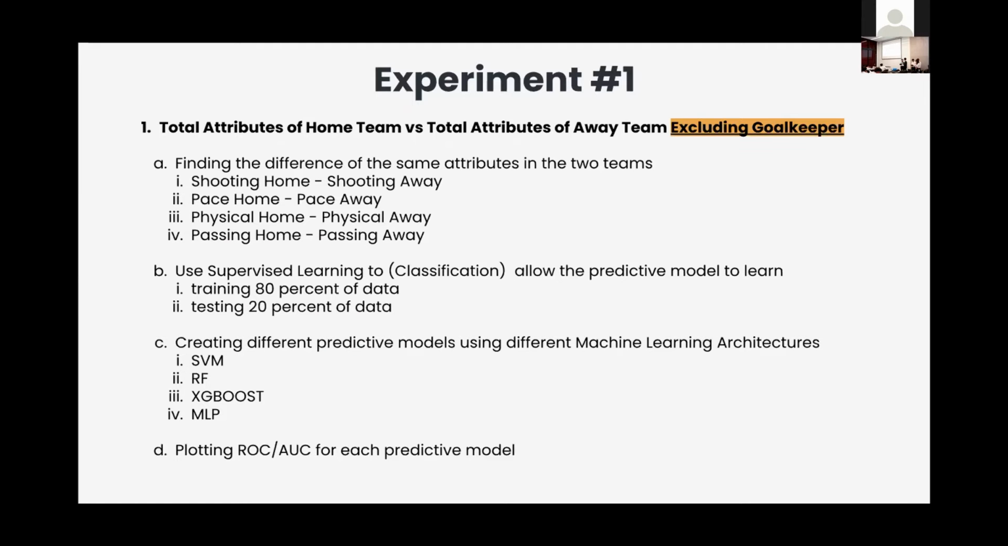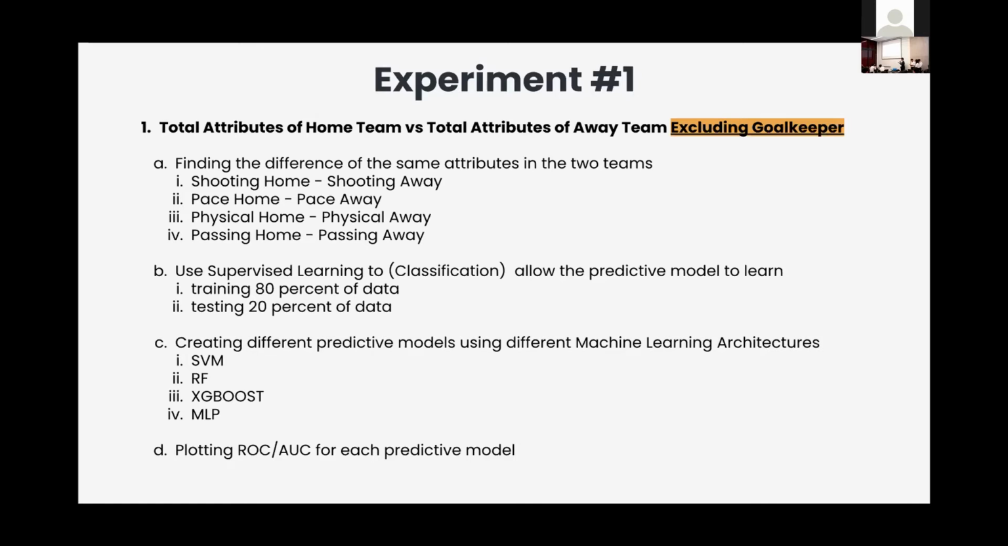So next, we have set up the methods that we used just now, and next we'll go to the experiments. So actually, we will have altogether 4 experiments, but actually we did more than that. The first configuration we will talk about is that we will use all the attributes of the home team and find the difference between the attributes of the home team and the away team, first excluding the goalkeeper. So the shooting score from the home team will be deducted by the shooting score from the away team, and so on and so on.